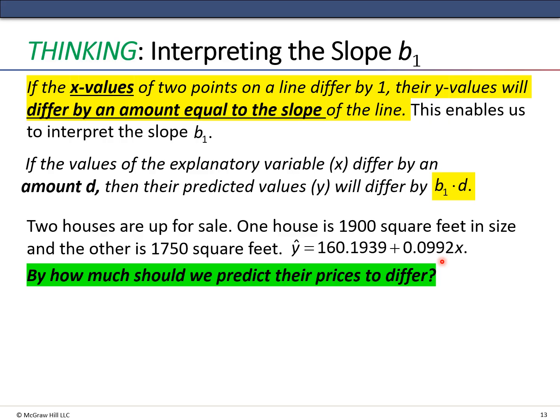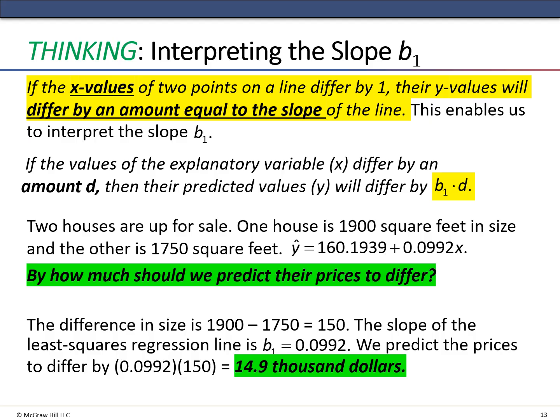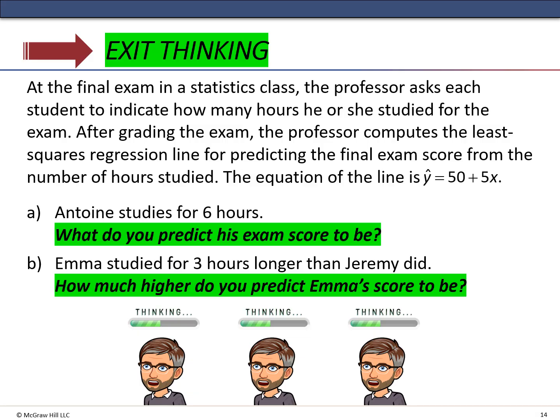Remember that. So try this calculation. 1900 minus 1750 is 150, times our slope, and we get $14.9 thousand. So we predict that the difference in selling prices for these two homes, which have a difference of 150 square feet, will be roughly about $15,000.